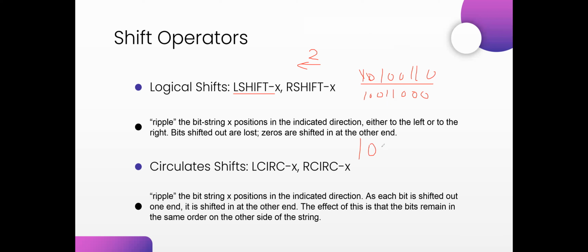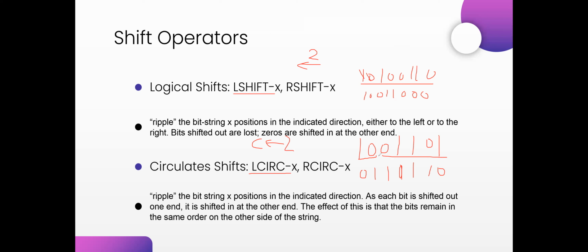So for example, you have 1 0 0 1 1 0 1. Now I'm going to circular shift by 2. Everything shifts by 2, so you are going to get 0 1 1 0 1 1 0. Basically you shift these 5 numbers by 2, and then you add these 2 numbers to the end. This is called left circular shift by 2.